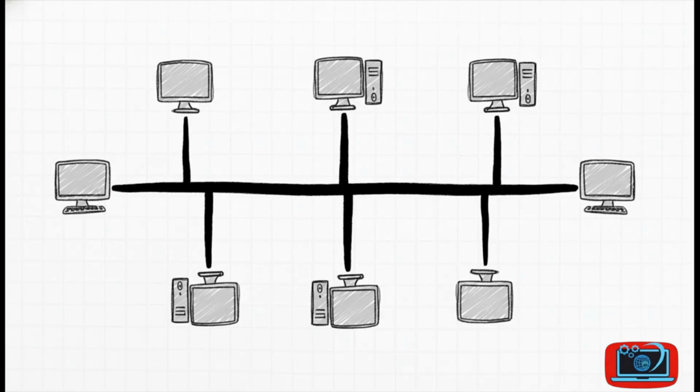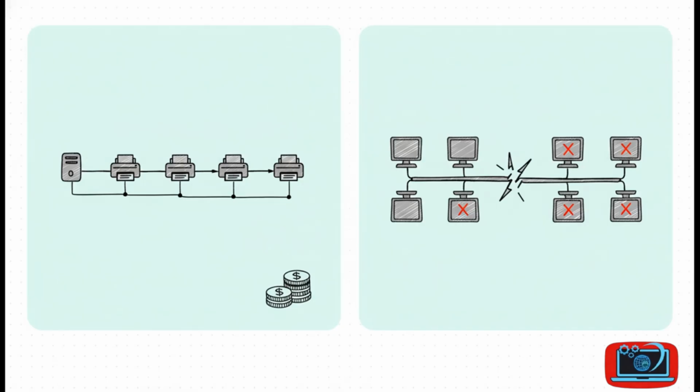First up is the bus topology. I want you to picture a single main highway, or what they used to call a backbone. This was the go-to design for the very first Ethernet networks. Every single computer, every printer, everything on the network connected directly to this one shared cable. So what was the big appeal? Well, it was super simple and really cheap. You just needed one long cable, and you were basically done.